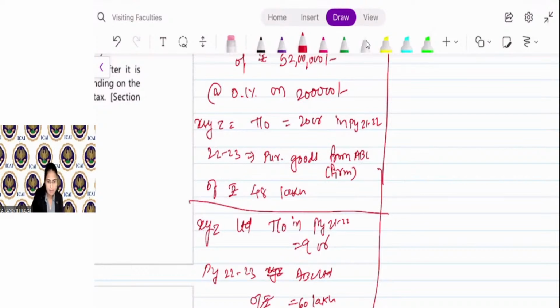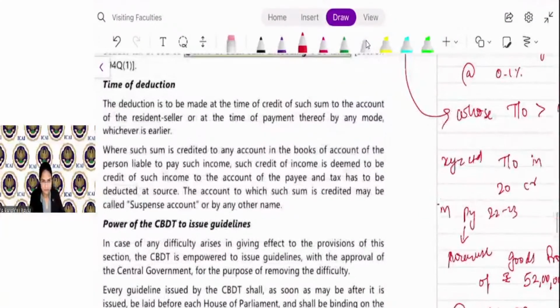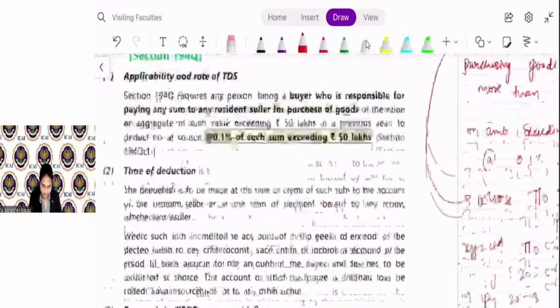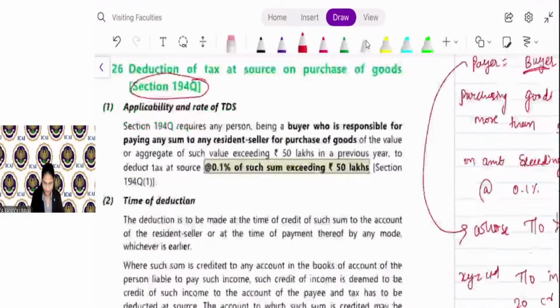No TDS is applicable. Why? Because the turnover in last year of XYZ Limited is less than 10 crore. Very good, everyone. I'm very proud of you. Everyone understand the provision very carefully. Very good, everyone. Okay. So that was the buyer's perspective, that is 194Q.